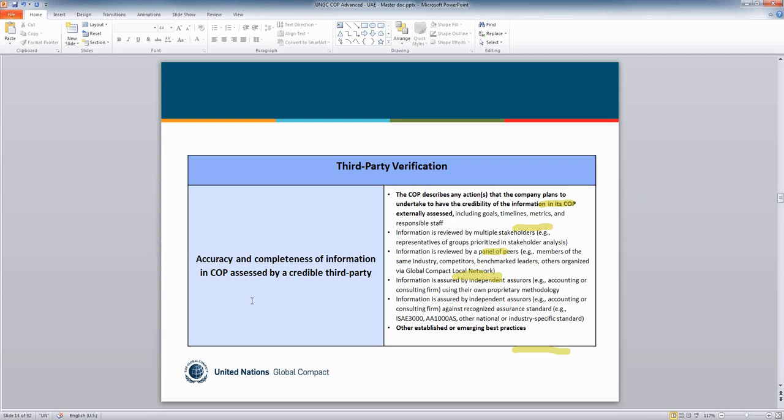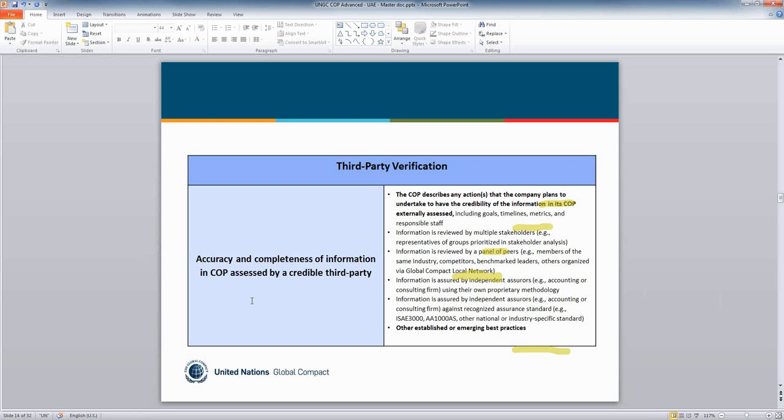A company can disclose any information they want to, they can hide any information they want to, and stakeholders are left with some information that might be credible, some other information that might not be credible.